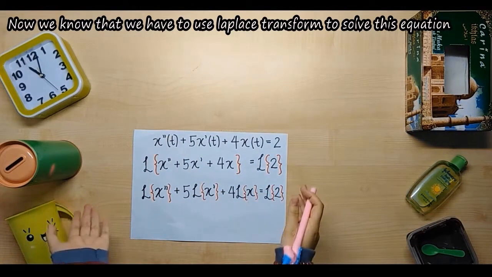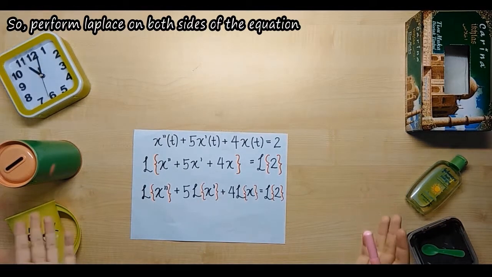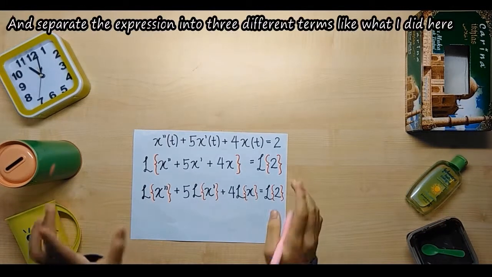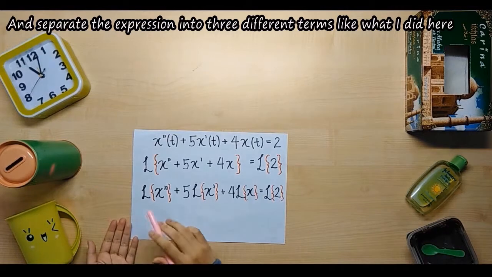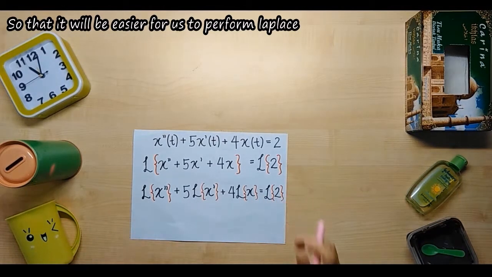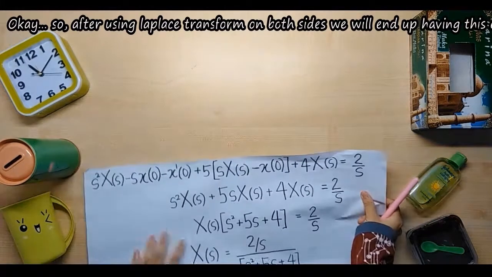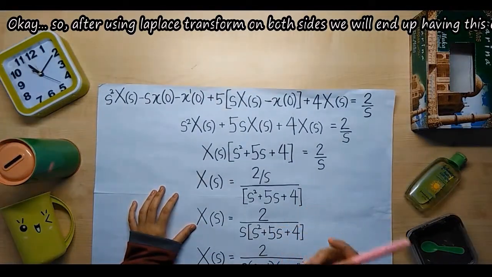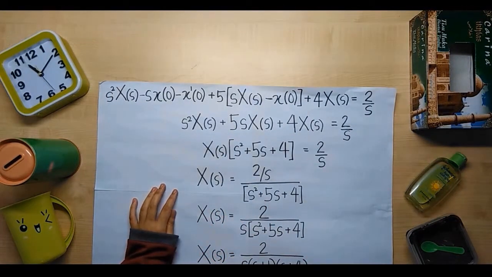Now, we know that we have to use the Laplace transform to solve this equation. So, perform Laplace on both sides of the equation and separate the expression into three different terms like what I did here, so that it will be easier for us to perform Laplace. After using the Laplace transform on both sides, we end up with this equation.